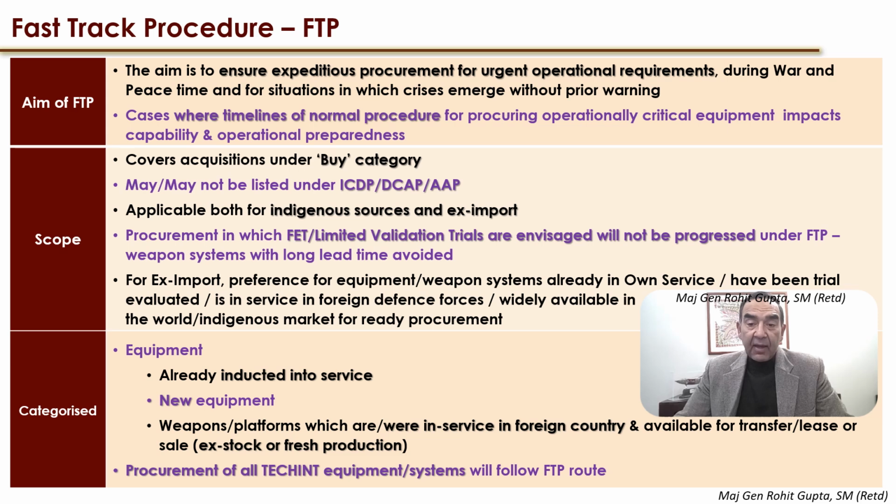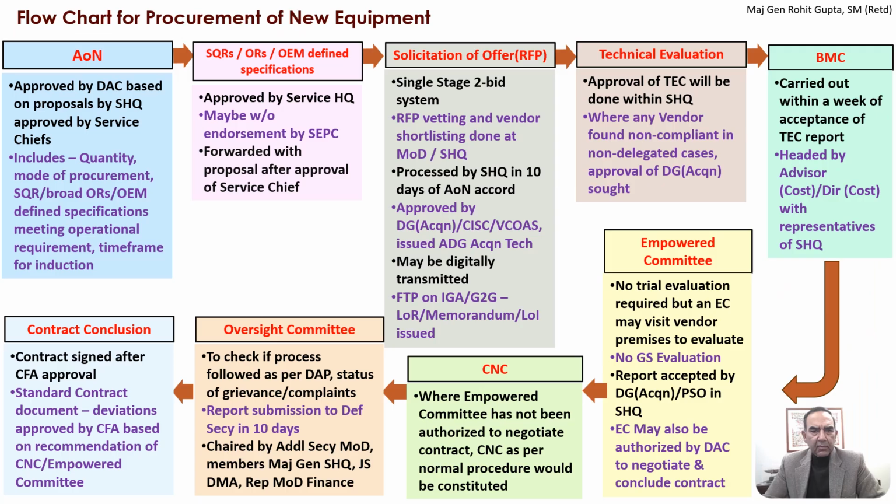Another category is there of tech-int equipment, technical intelligence equipment. Now, procurement of all these equipments has to follow the FTP route. That provision is there because these are highly classified equipment, faster requirement is there, and therefore these equipment per se follow the FTP route.